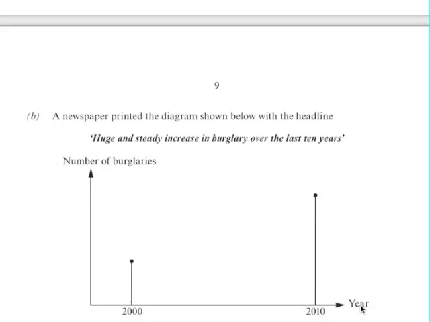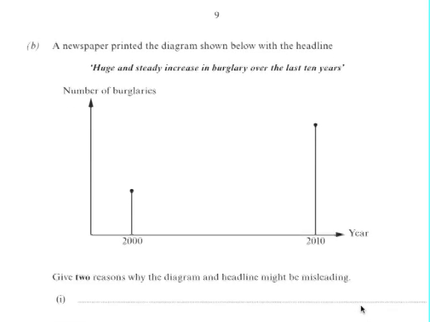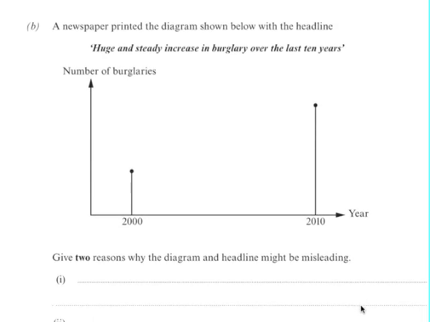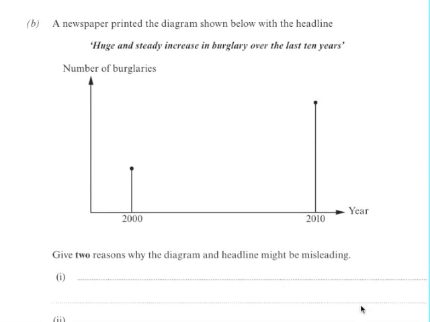Now the second part of this question, or part B, shows another graph. It says a newspaper printed the diagram shown below with the headline, "Huge and steady increase in burglary over the last 10 years." And it says, give 2 reasons why the diagram and headline might be misleading. Well, if we look here, it says number of burglaries, but there's no scale.